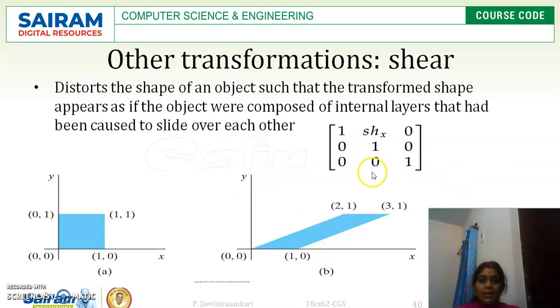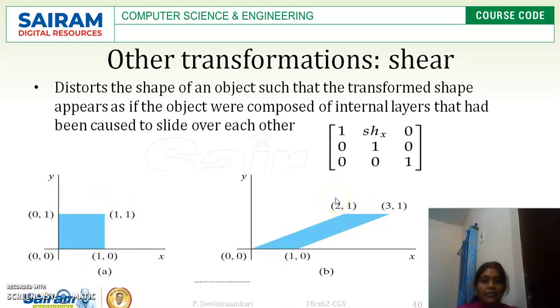And in the other transformations the next type is called shearing, right? Shear is nothing but the distortion of the shape of an object. Okay, so shear is used to distort the particular shape of the object. For example, if we give a square or rectangle we will get a parallelogram, right? See, here in the example they have given a unit square, but what we get is a parallelogram.